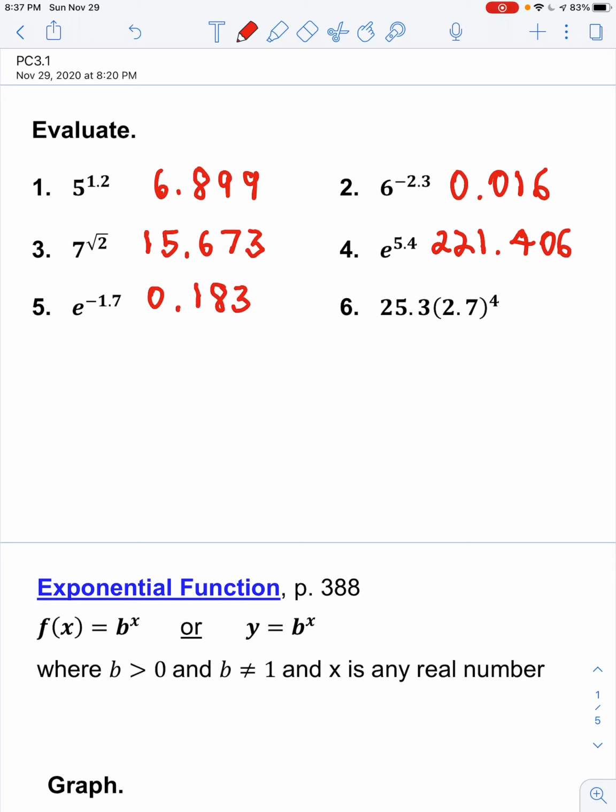0.183. And finally, number 6, some calculators allow you to do a product of expressions raised to a power. So 25.3 times the quantity 2.7 raised to the 4th should be 1,344.546.